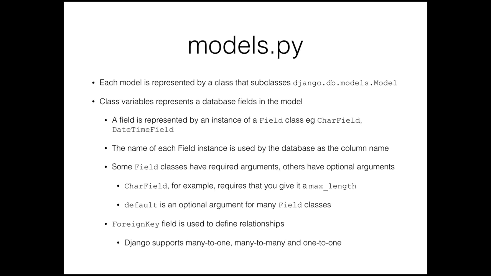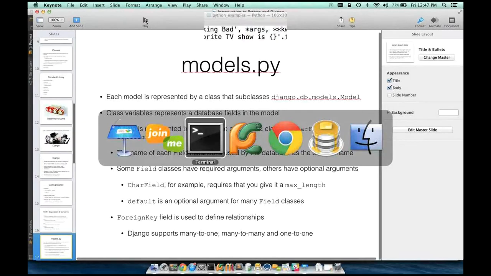There's a foreign key type that can be used to define relationships. You can support many-to-one, many-to-many, and one-to-one relationships. Let's go back to an example.